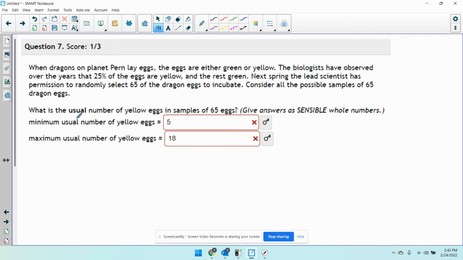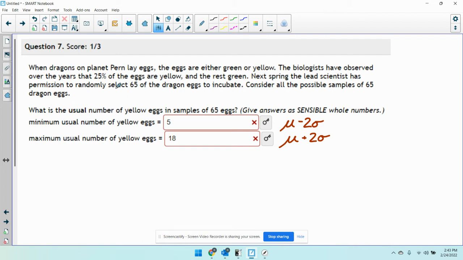Usual really means falls within two standard deviations. So the low end, the minimum, is going to be the mean minus two standard deviations, and the maximum is going to be the mean plus two standard deviations.